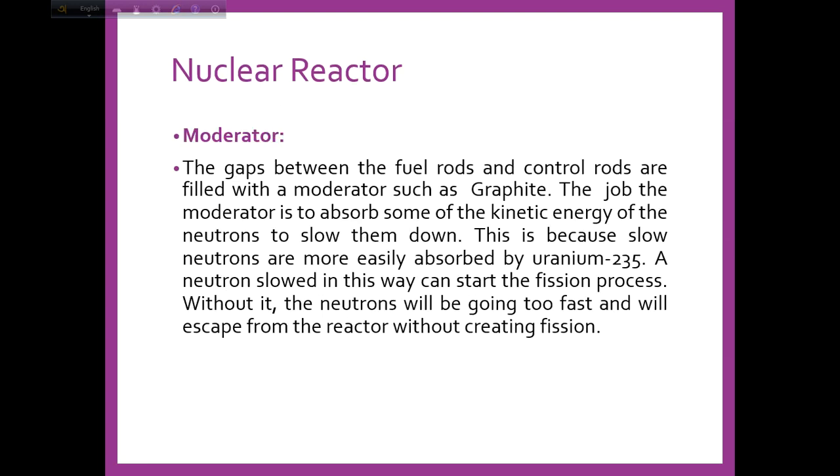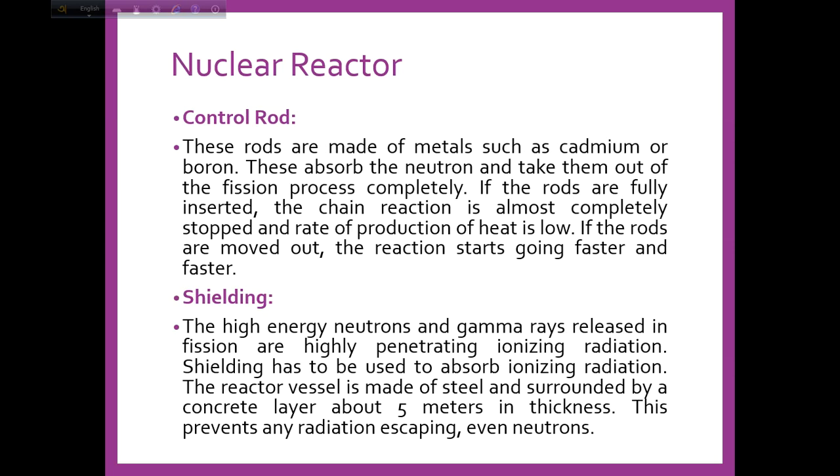Now what is the function of the moderator? Usually the moderators are placed in the gaps between the fuel rods and the control rods, and it is filled with graphite. The main function of a moderator is to absorb the kinetic energy of the neutrons to slow them down. This is because slow neutrons are more easily absorbed by uranium-235, and neutrons slowed in this way can start the fission process. Without it, the neutrons will be going too fast and will escape from the reactor without creating fission. So the moderator has a very important function in a nuclear reactor.